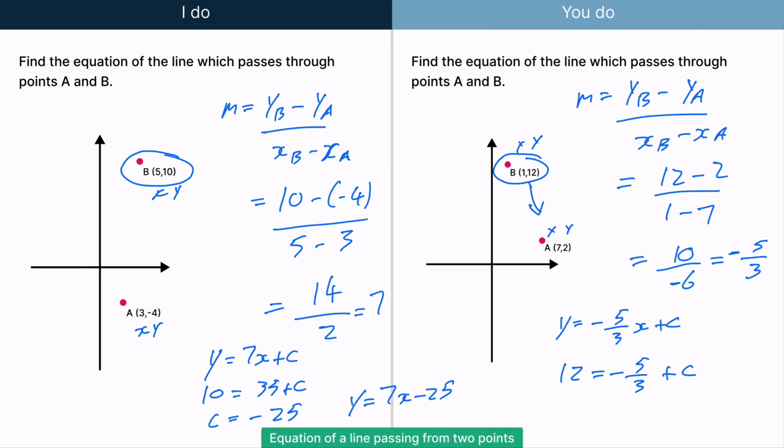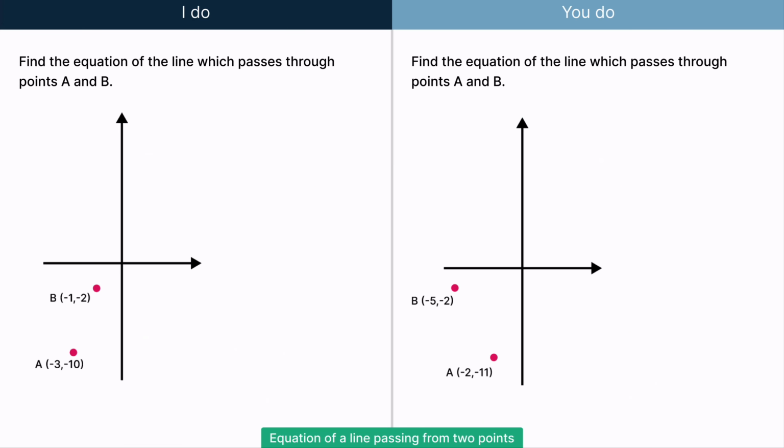And if I just do 12 plus 5 over 3, that gives me c as 41 over 3. So my final answer is y is equal to minus 5 over 3x plus 41 over 3. It's not very clear there, but that's what I'm supposed to write, 41 over 3.